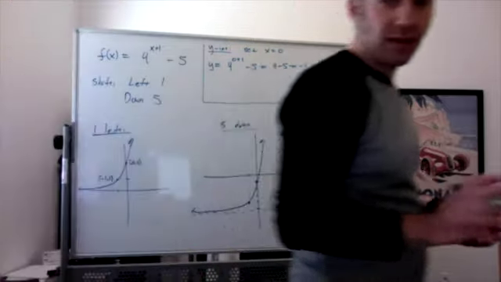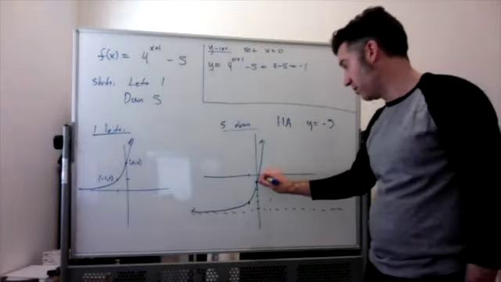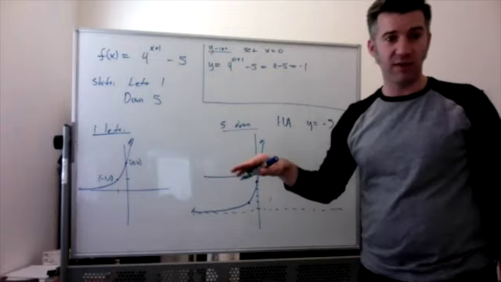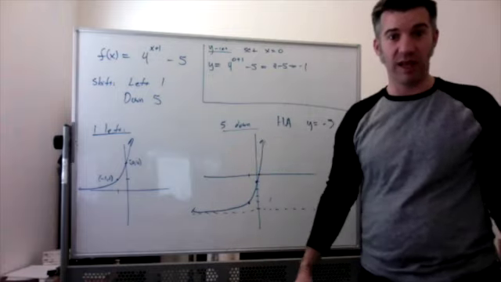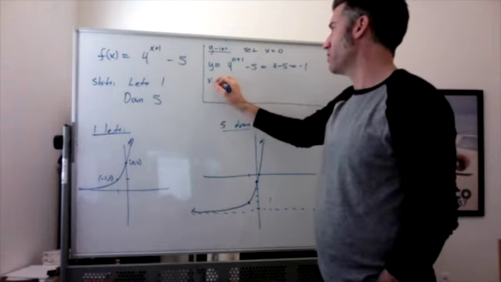The x-intercept, on the other hand, is a little bit more work. First of all, there is an x-intercept, because if you shift an exponential graph down, there will now be a place where it crosses the x-axis. To find it, we're going to set y equal to 0.